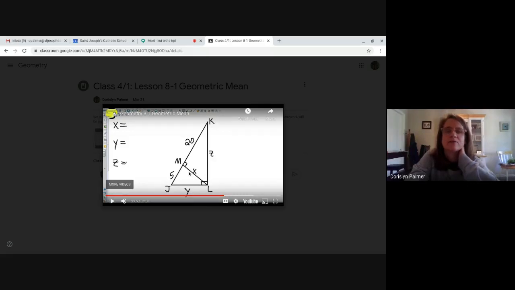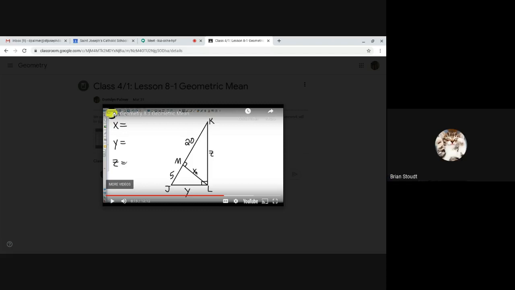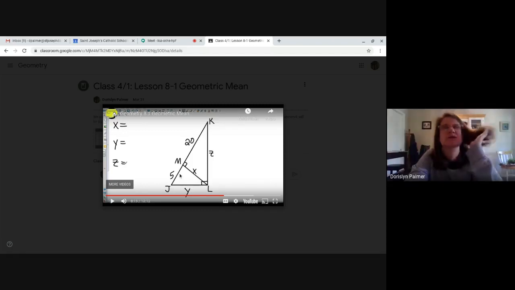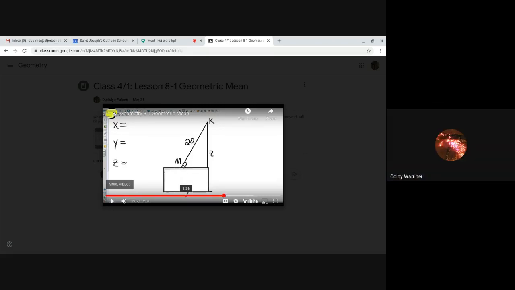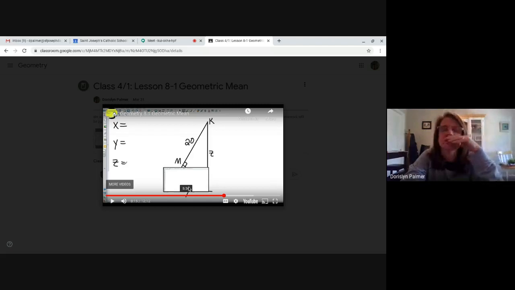We have another right triangle. This is 5. This is 10. And we're trying to find our hypotenuse. Right? 10 squared plus 5 squared. So that's 100 plus 25. Square root of 125. Sorry. Square root of 125 would be 25 times 5, or 5 root 5.